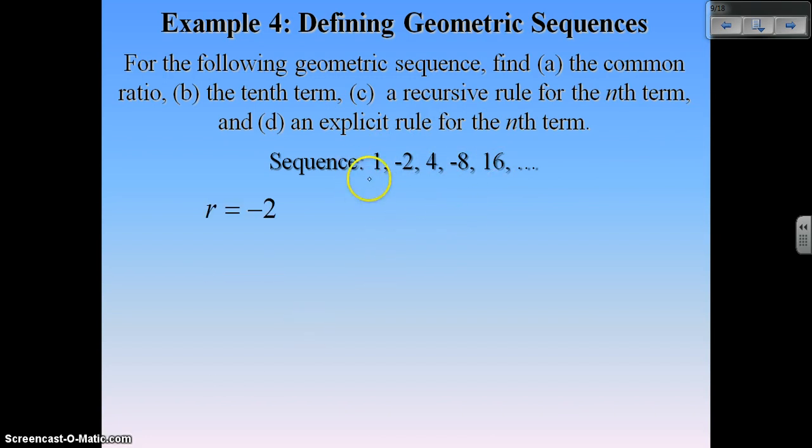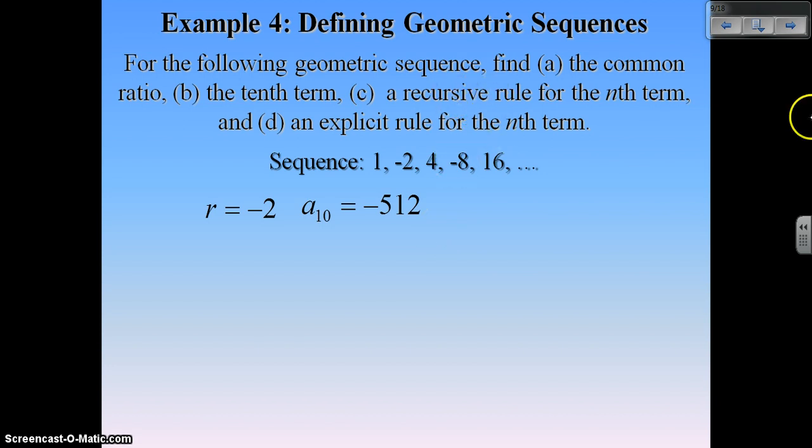Now, I want the 10th term, so there's 1, 2, 3, 4, 5 terms already. Term 6 would be negative 32. Term 7 would be positive 64. 8 would be negative 128. 9, 256, and then 10 would be negative 512. Again, just reasoning through multiplying in my head.